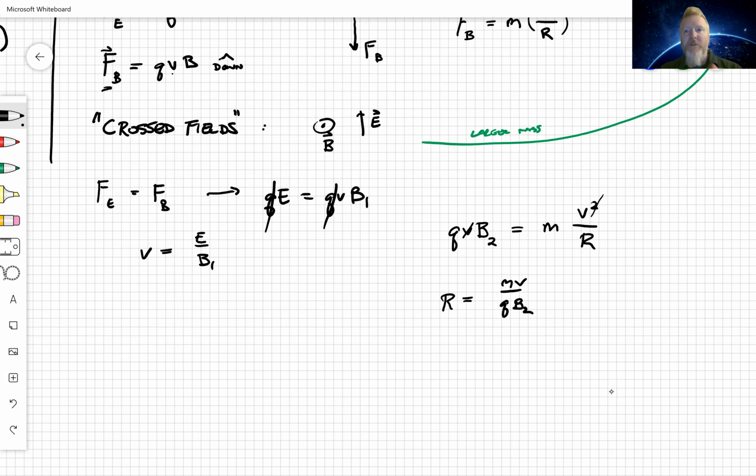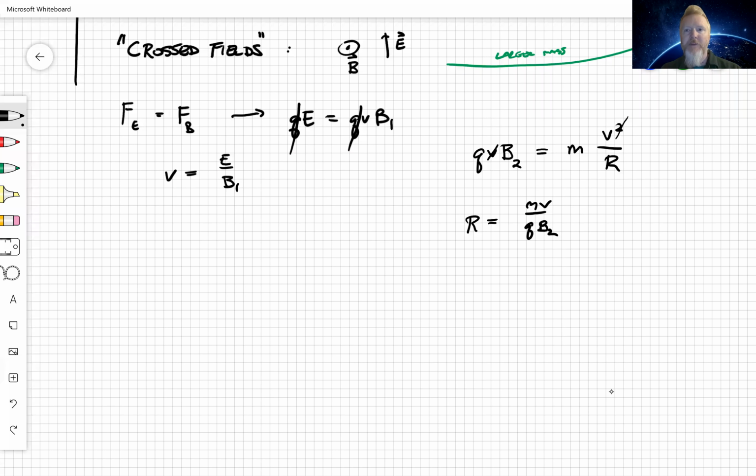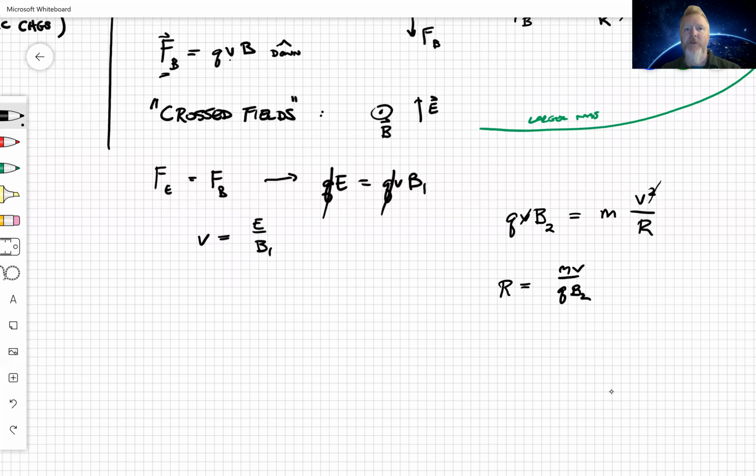And v, of course, is related to b1, so there's that. All right, so that's a little bit more on what happens when you cross the fields, when you take electric fields and put them at right angles with the magnetic fields. You can get this velocity selector. So that's a pretty nifty idea.